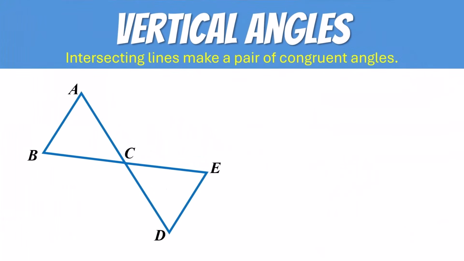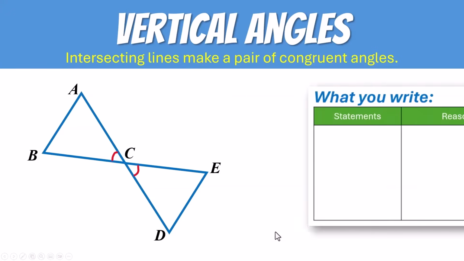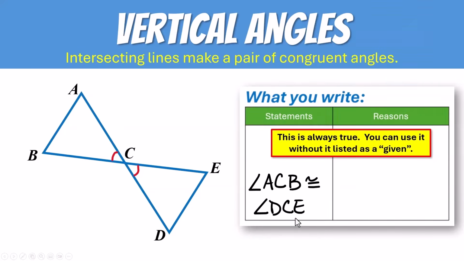Another definition is vertical angles. You're allowed to use it even if it's not in the given information, and our vertical angles are here. And how we write this, the two angles are congruent, and the reason is it's because they are vertical angles.